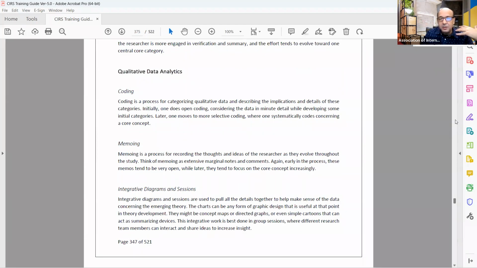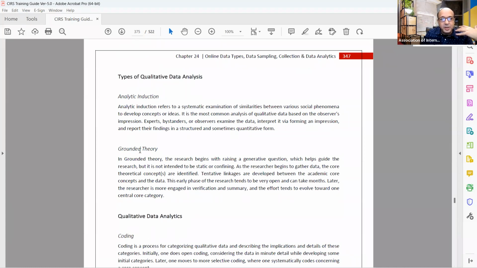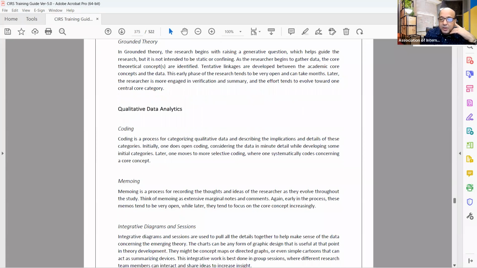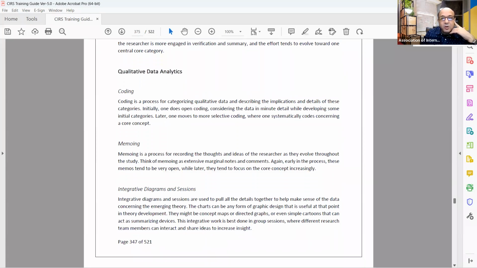These are the theories that you got introduced to: analytic induction, grounded theory. Then the method of how you're going to collect your qualitative data, even though it can be collected through all those other means of data collection, which we discuss under qualitative data. But the method of writing or collecting that information is what is meant or discussed here as qualitative data. It is not analytics, it is just a collection of data that you're going to be able to analyze later.